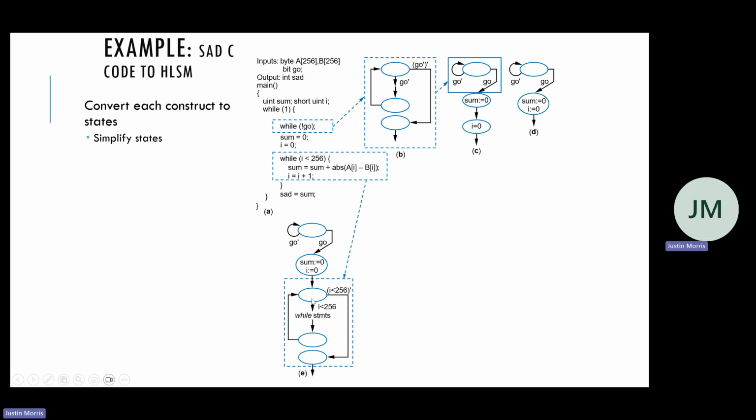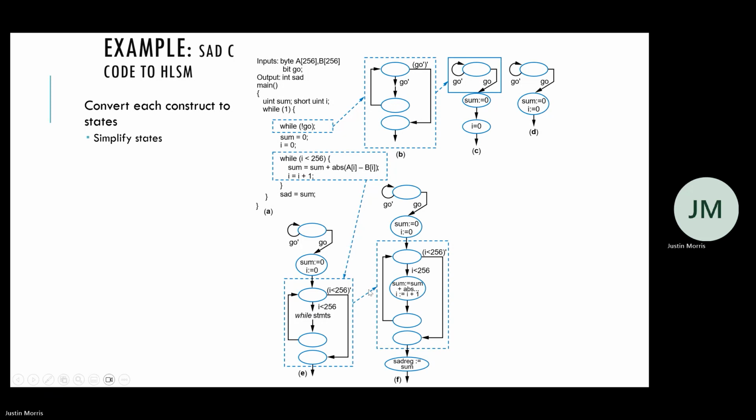So we give our template. So it's the same template, right? And now if I is less than 256, we need to fill out these states. But if it's not less than 256, I skip to the end. So now we need to implement these in-between states for the while, which are the sum is sum plus the absolute value of A at I minus B at I, and then I is I plus one. So here's adding them here.